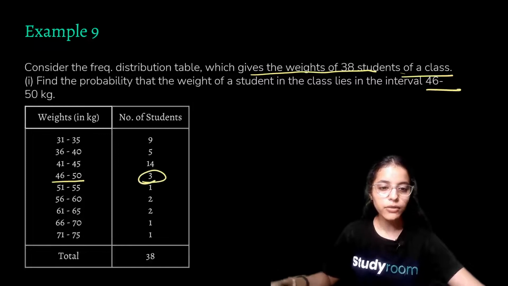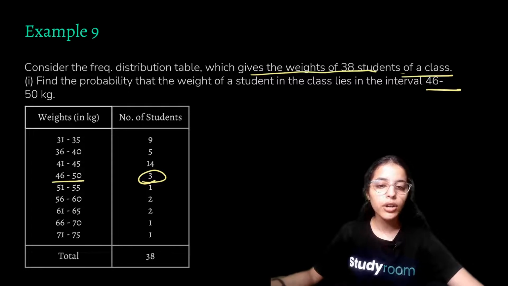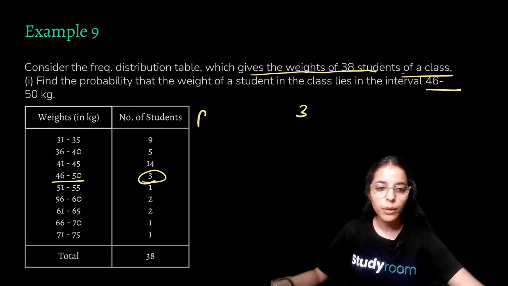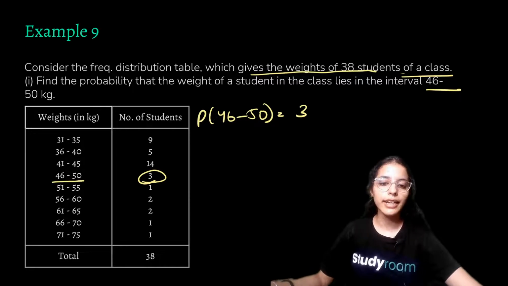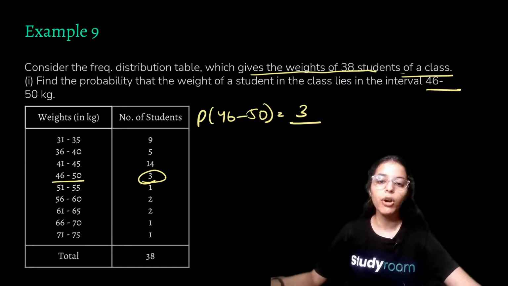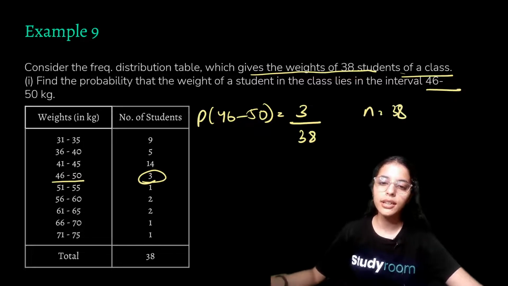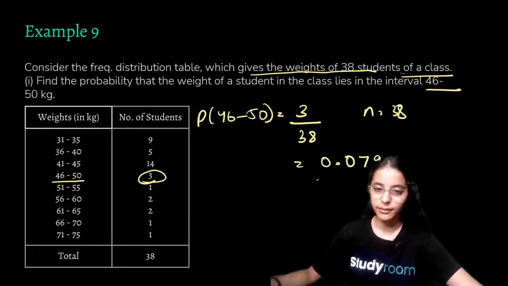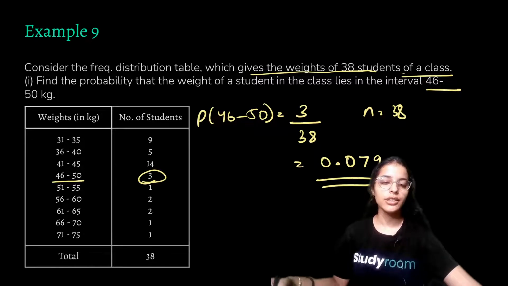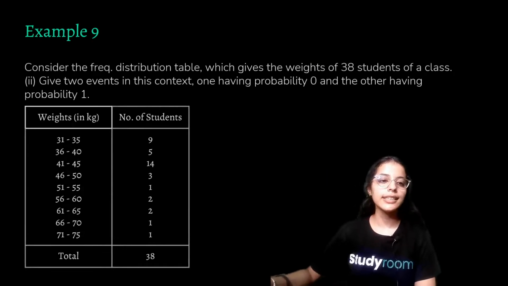So we have the number of students as 3. So our probability, that is our number of events, is 3. So our probability for 46 to 50, that is this weight category, would be 3 upon n. N is 38, right? Because the number of students is 38, that is the total. So we have 3 by 38, which is 0.079. So this is the answer to the first part. Now let us see the second part.